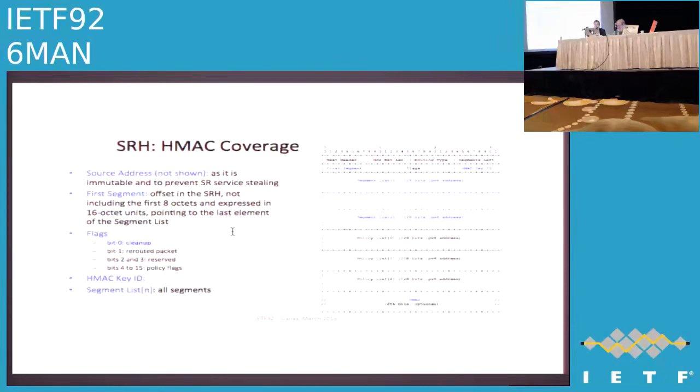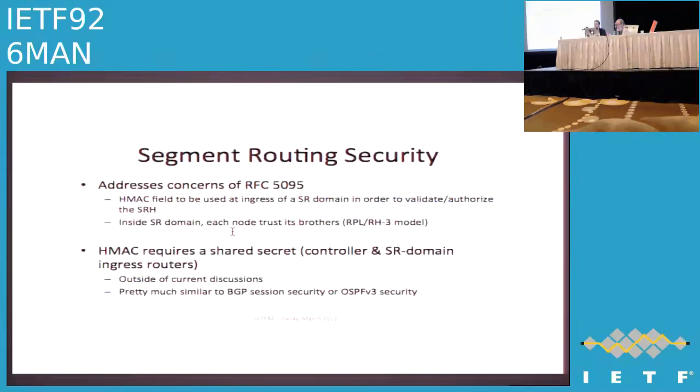In short, we are covering in the HMAC every immutable field, so the maximum we can do, and of course we cannot cover fields that are changed on the path. Next. So we basically think that we addressed all the concerns of RFC 1595, first and mainly because it's running in most of the use cases within one ISP, so they can trust the inserted routing header, can act on it, and can remove it if needed before leaving the domain.